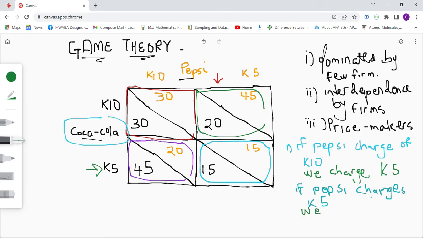So what I'm illustrating here is the dominant strategy. Whenever you're given these tables, they'll ask you to pretend you're one of the firms, and then they'll ask you what your dominant strategy is. The dominant strategy is the action taken by a firm without regard to the actions taken by the other firm. So our dominant strategy as Coca-Cola here is to charge 5 kwacha.